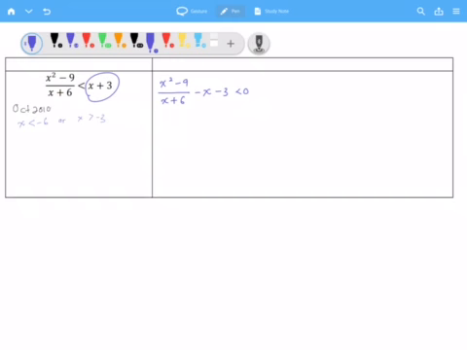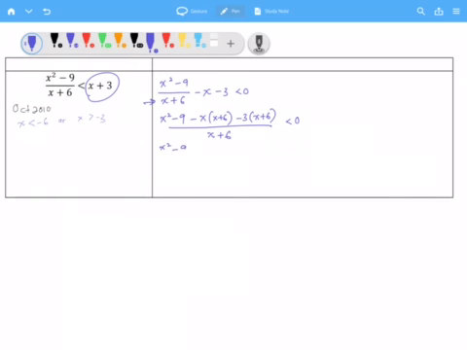The next thing to do is to make a common denominator, since we have this denominator here, x plus 6, so we are going to multiply that to x and -3 here. x squared minus 9 minus x plus 6 minus 3, x plus 6 over x plus 6 less than 0.